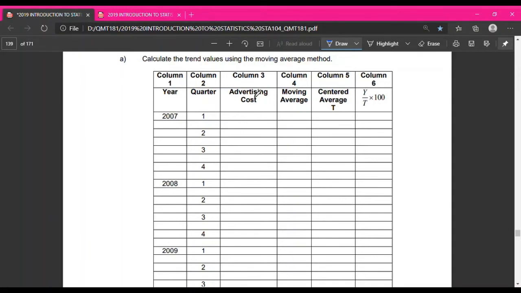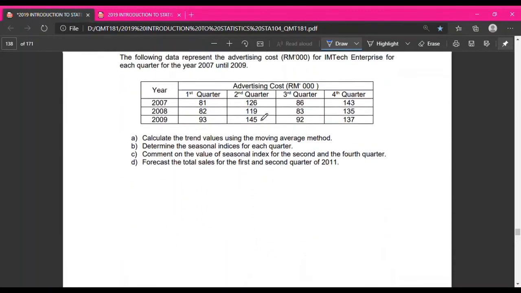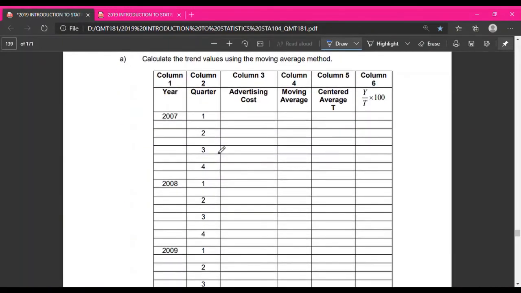So advertising cost here is our variable, Y. Then we find the moving average and also the centered average. Up to the fifth column, we will answer question A, which is to find the trend values using the moving average method. First of all, we need to arrange the data from this table.